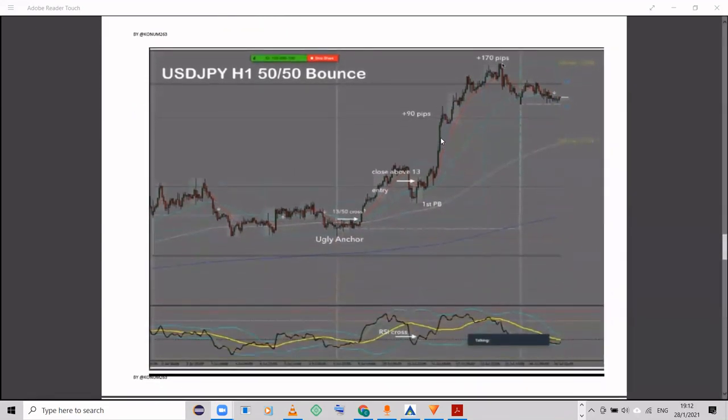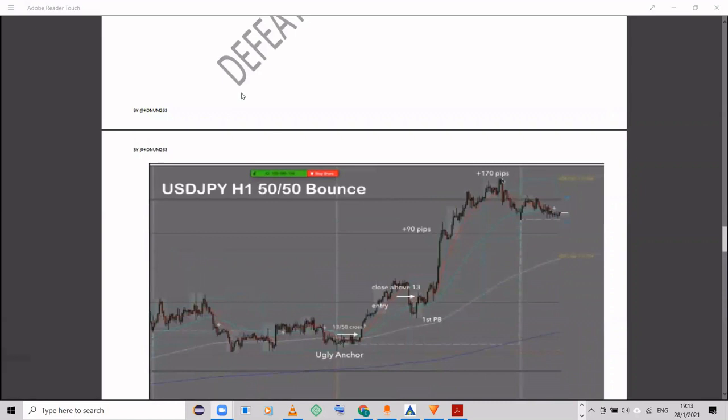So what do we have on the H1 time frame? We have the anchor, this one a bit ugly, 1350 cross, then our entry right there, then price closes up, then we have the first pullback to the 50. Price breaks and then breaks again, closing above the 50 right there, then continuing to the upside now.